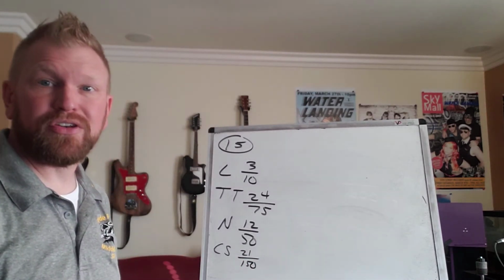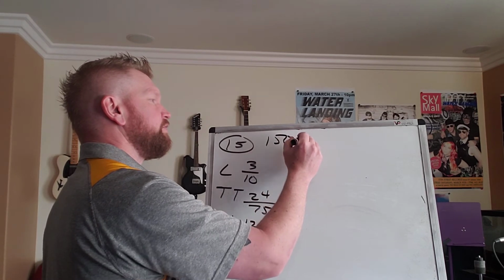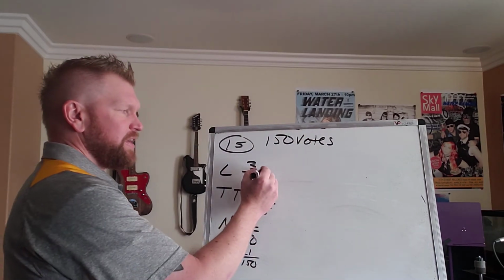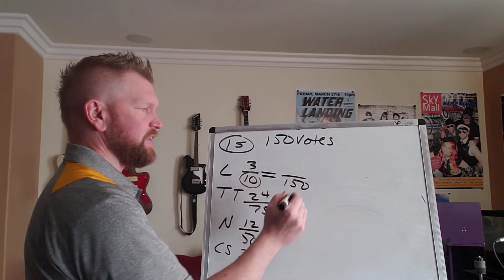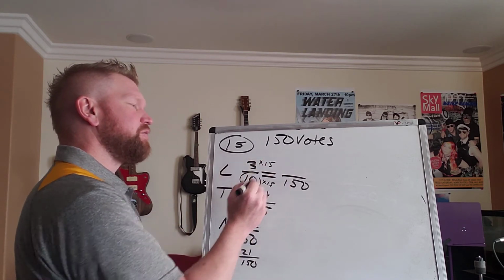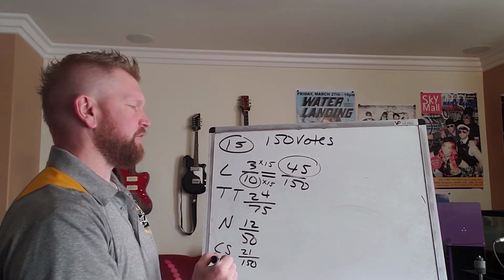All right, but we want to know how many people out of 150 total votes were there. So let's change this 10 into 150. We'll do that by multiplying it by 15. That means we multiply the numerator by 15, and now we know that lasagna got 45 votes.